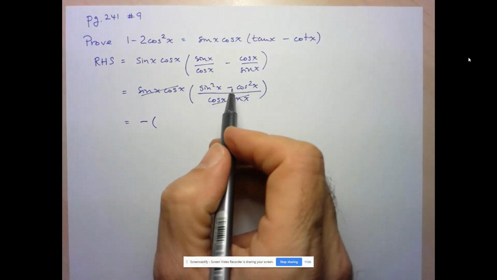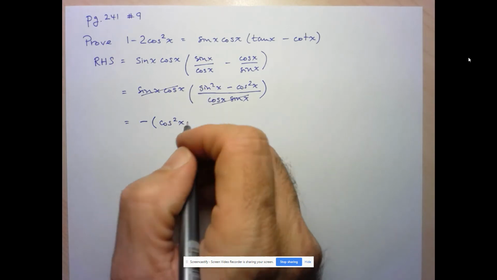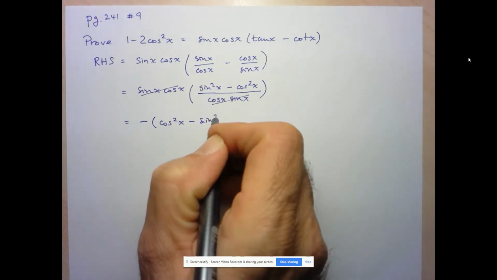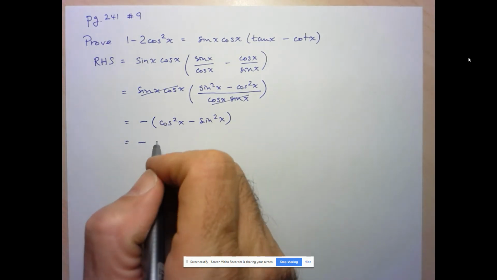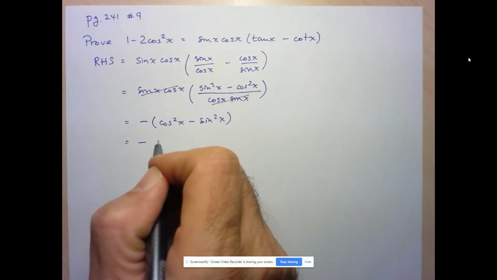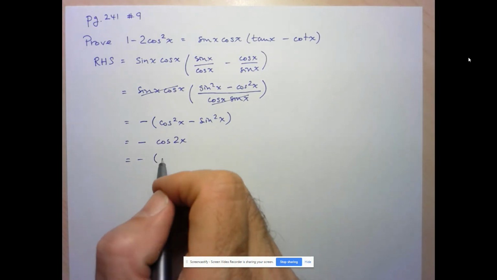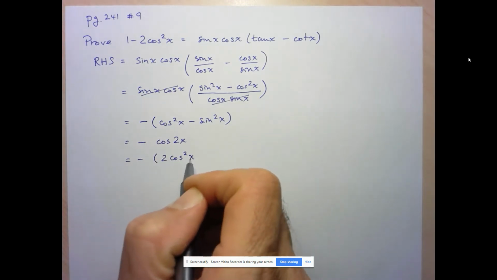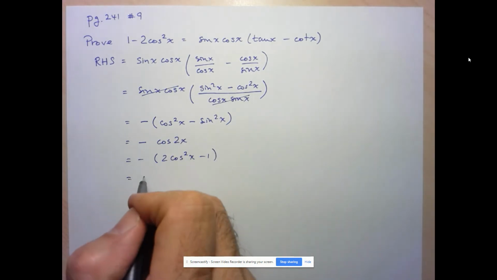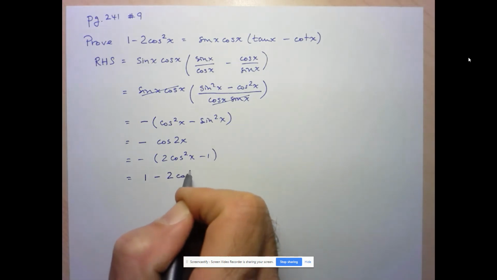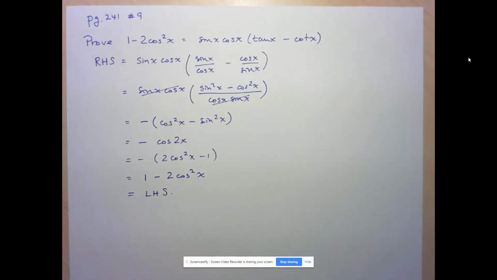So I think the best thing to do here is to factor out a negative 1. The negative cos squared becomes positive cos squared, and the plus sine squared x becomes minus sine squared x. The expression in the bracket is just equal to cosine of 2x, and cosine of 2x can also be written as 2 cos squared x minus 1. Now I apply the negative to both, and that becomes positive 1 minus 2 cos squared x, and there's my left-hand side. So I've proven the identity.